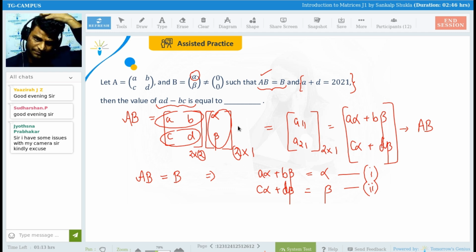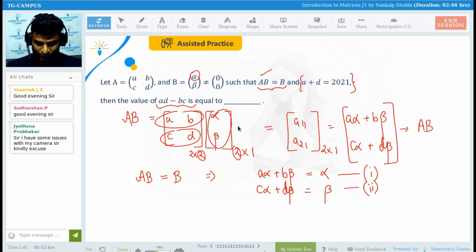Has everybody got the answer? So alpha and beta I got as 0 or 2. Okay, alpha and beta you have got. Why alpha and beta will be 0 and 2? I don't know, by the way. I'll solve.